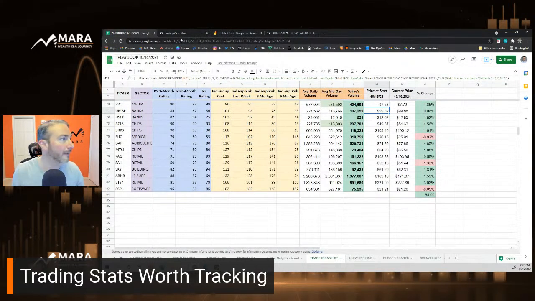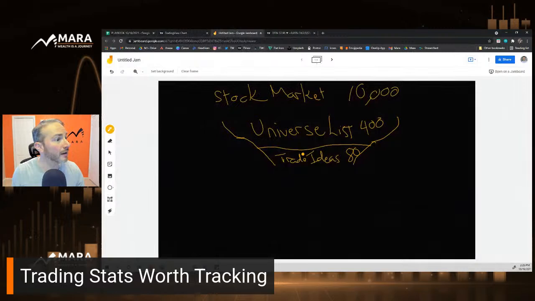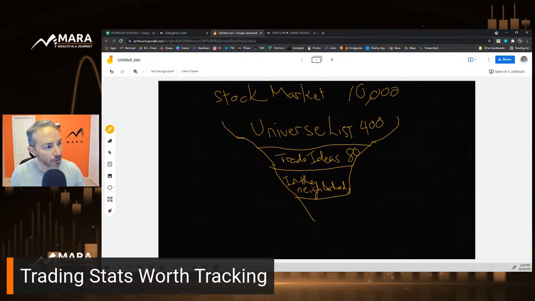So you have the trade ideas list, but we're not interested in all 80 ideas. We want to break this out into in the neighborhood, and you can see my chicken scratch, in the neighborhood, and then into a focus list. The reason why I like to keep an in the neighborhood list and a focus list is because I don't want things to just fall off to the wayside.